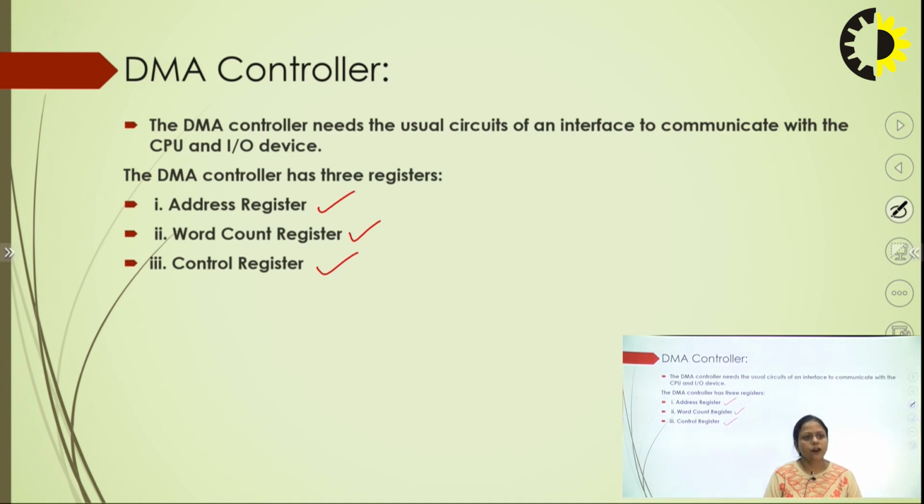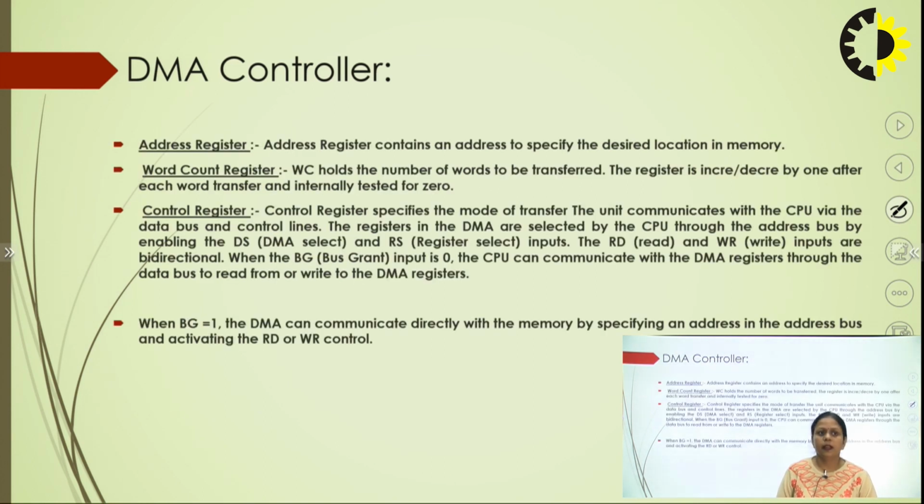Now, what is the meaning of these three registers? The address register contains the address to specify the desired location in memory. For example, when we transfer data from the main memory to the input output device, at which location we have to send the data, what is the initial address of the desired location, the CPU will provide this address to the DMA controller before transferring the control of the buses.